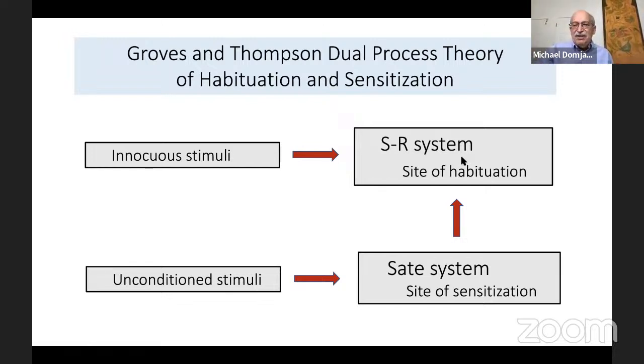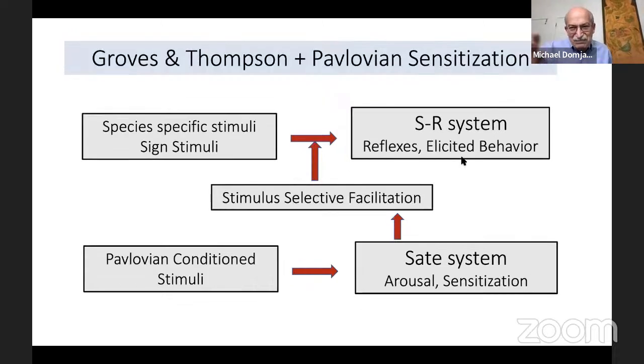So how do we put Pavlovian sensitization into this framework? Well, I'm not sure, but here is my suggestion, that Pavlovian conditioned stimuli will probably activate the state system and cause some level of arousal and sensitization, which then leads to a stimulus selective facilitation, which modulates how species-specific cues, sign stimuli, ecologically relevant stimuli, and other kinds of stimuli activate the S-R system. So I think there may be a way. This is a first suggestion. I invite folks to think about this and develop it in greater detail.